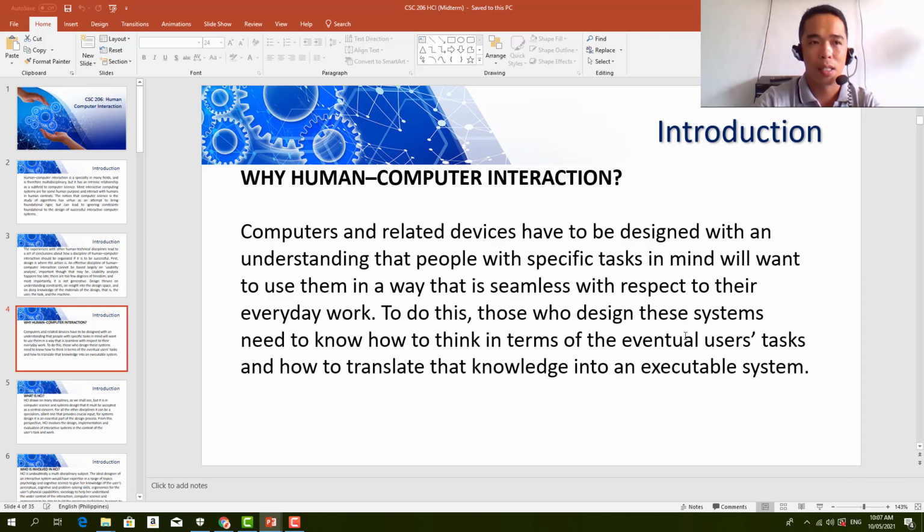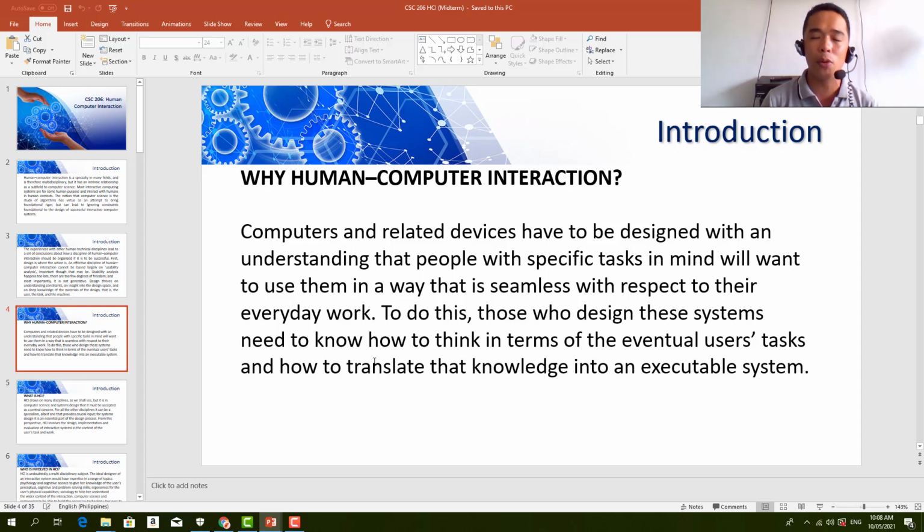As we humans keep on evolving, we also keep on designing things that we use every day, that make our work easier and make us more productive. That is what we usually aim for when designing a system. To do this, those who design these systems need to know how to think in terms of individual users' tasks and how to translate that knowledge into an executable system.